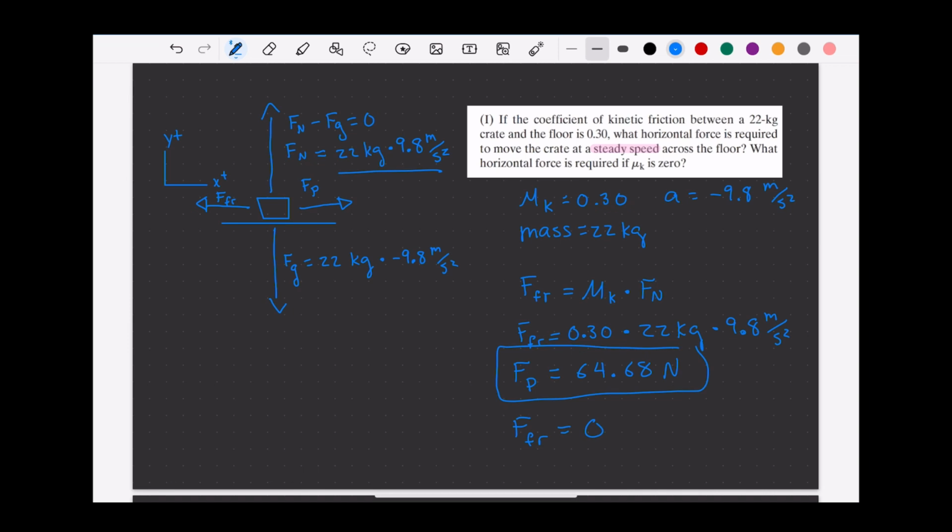set that coefficient of kinetic friction equal to 0, multiply that by my normal force, 22 kg times 9.8 meters per second squared. These are just three factors that I have my friction force set equal to. So if one of them is 0, then the whole thing is 0. And that means that if there's no friction, no applied force is required in order to keep an object sliding.